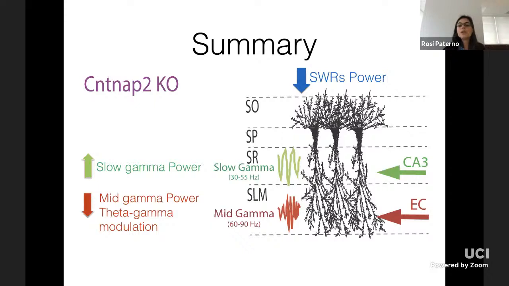Therefore, when interpreting our results, we think that in addition to a reduced mid gamma power and theta-gamma modulation in the stratum pyramidale, we have a specific sharp-wave ripple power decrease, which most likely depends on an alteration of the interaction between pyramidal cells and interneurons. Parvalbumin interneurons, remember, have an important function in the maintenance of the sharp-wave ripples, highlighting the fact that most likely there is a decreased pyramidal cell synchronization.